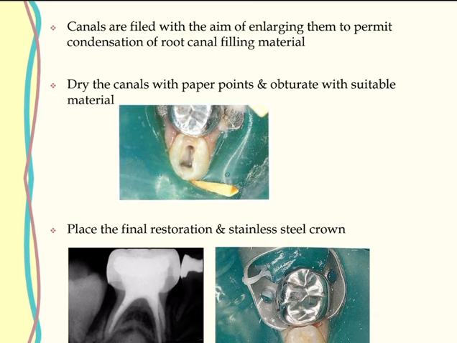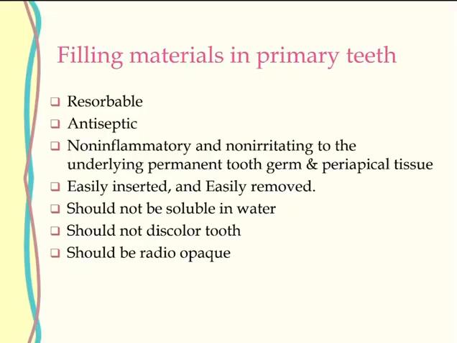If the restoration we have given, either composite or glass ionomer, fractures, then the chances of secondary infection are more. As a result, it is always recommended to give a stainless steel crown after pulpotomy or pulpectomy, because the chances of tooth fracture as well as restoration fracture are very high. For long-term success, it is always recommended to give a stainless steel crown after doing a pulpotomy or a pulpectomy. Now, what are the commonly used root canal obturating materials in primary teeth?